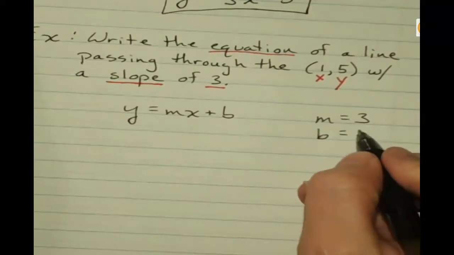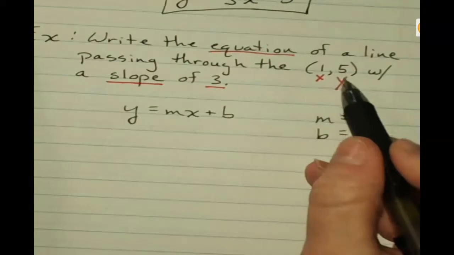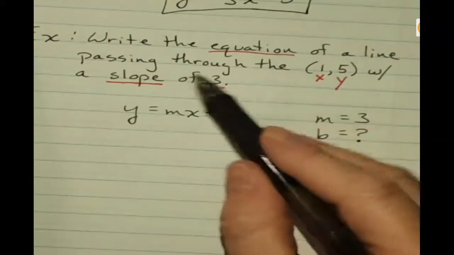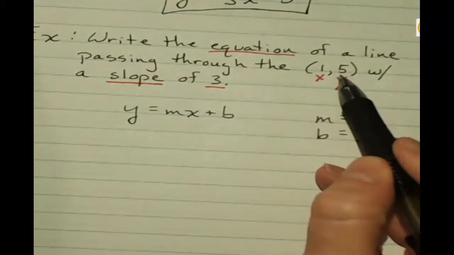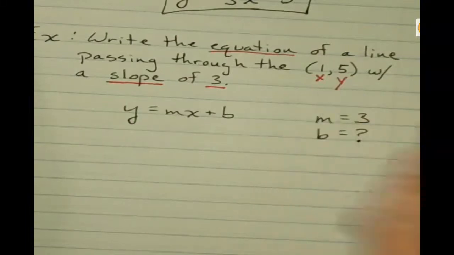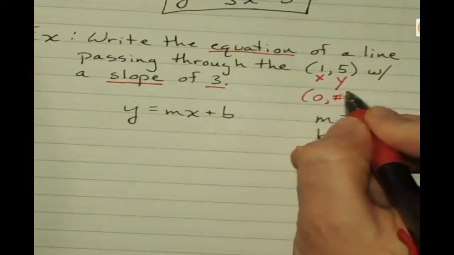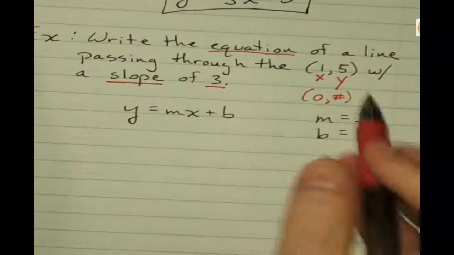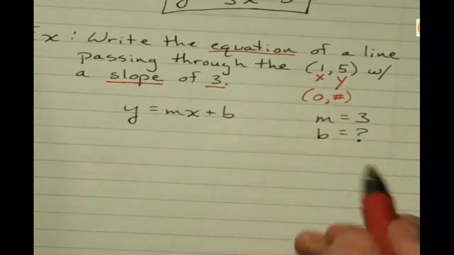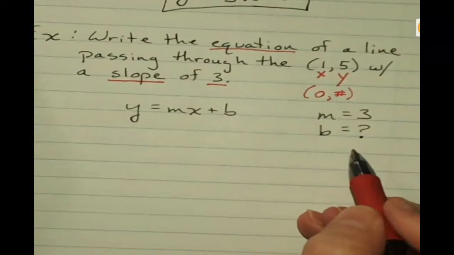Y-intercept. Yeah. No. That's not the y-intercept. They said the line's passing through this point, but it's not the y-intercept. Remember, y-intercept would be 0 and a number. Okay? So that's just a random point. So we don't know the y-intercept, so we're going to have to solve for it.